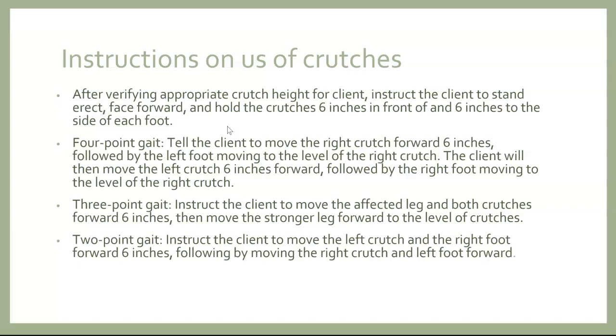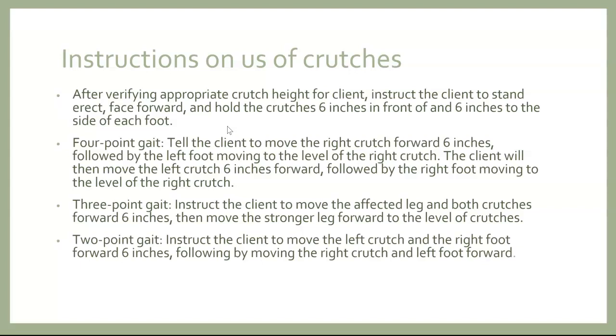So there's different gaits that you can do when you're using crutches. The 4-point gait is to tell the client to move the right crutch forward 6 inches, followed by the left foot, and then moving to the level of the right crutch. Then the client will move the left crutch 6 inches forward, followed by the right foot, moving to the level of the left crutch. So this is your 4-point gait with crutches, and you guys will practice this in lab.